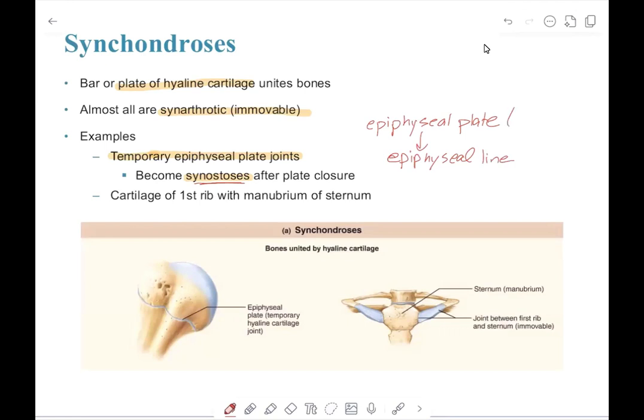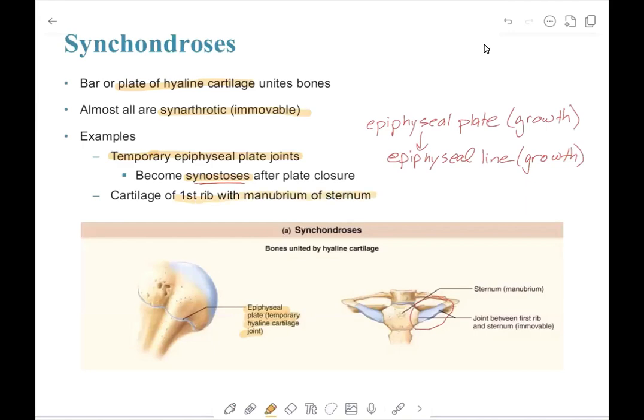epiphyseal plate. More commonly, it's also called the growth plate, and that growth plate is going to become the growth line. The other place we find a synchondroses is between the first rib and the manubrium of the sternum in this region right here, and that's also a synchondroses.